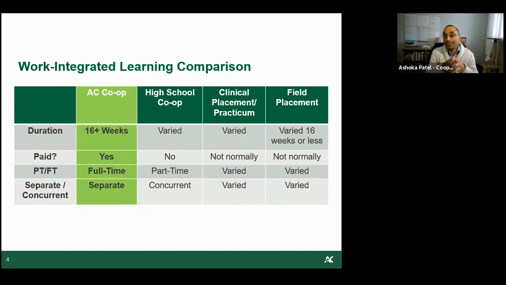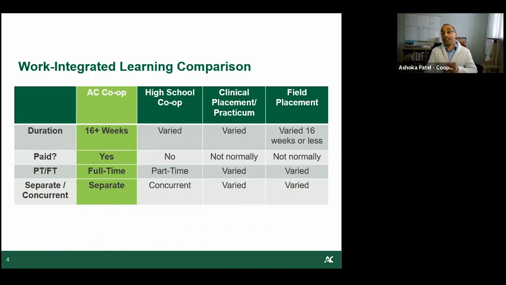One of the biggest pieces, or one of the most common questions we get, is what makes co-op unique at the college versus my high school co-op, my clinical placement, which some students will have. And a clinical placement might be something like you have in nursing, or field placement that you have in social service worker program. So what the main differences is that for co-op at Algonquin College, the duration is 16 weeks.